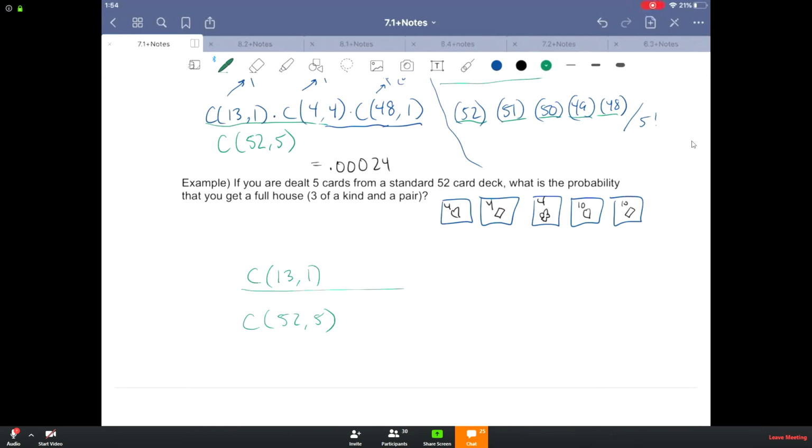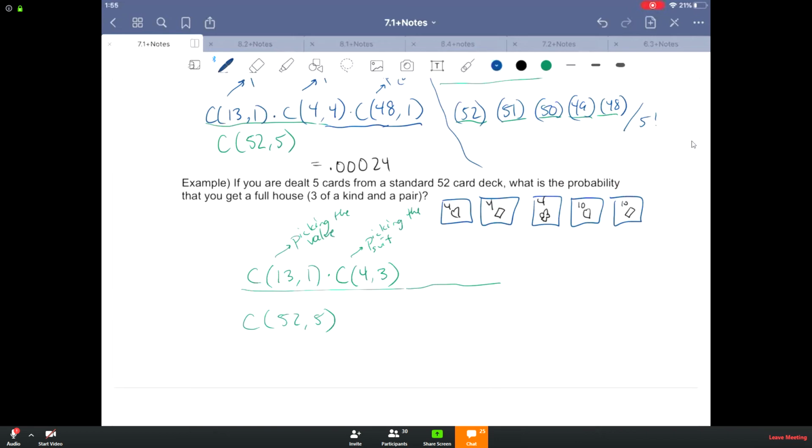So why is it 1 and not 3? Because this is picking the value, or I'm picking the value of the card. So either ace, 2, 3, 4, 5, 6, 7, 8, 9, 10, jack, queen, or king. The 3 is going to come from, well, I have 4 suits to choose from. I got hearts, diamonds, clubs, and spades. I need to choose 3 of those. You see how I only had 3 in here? So this is picking the suit.